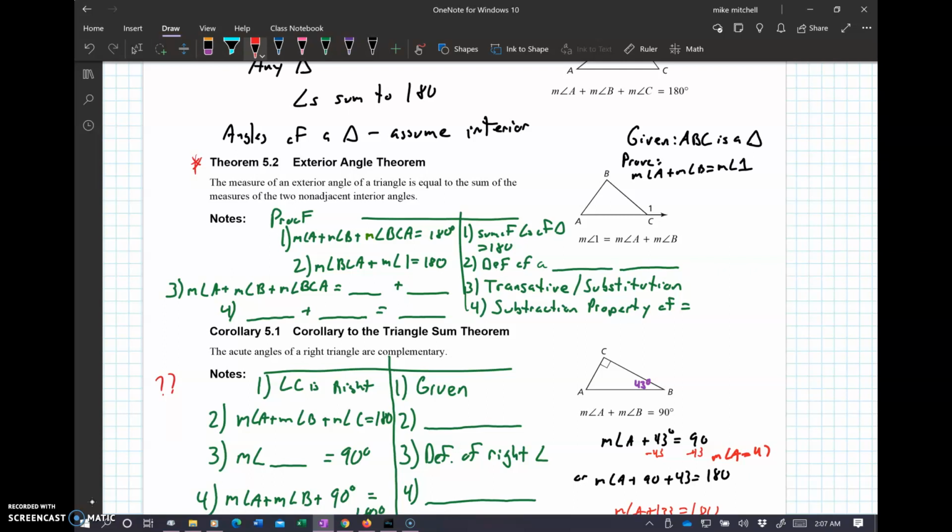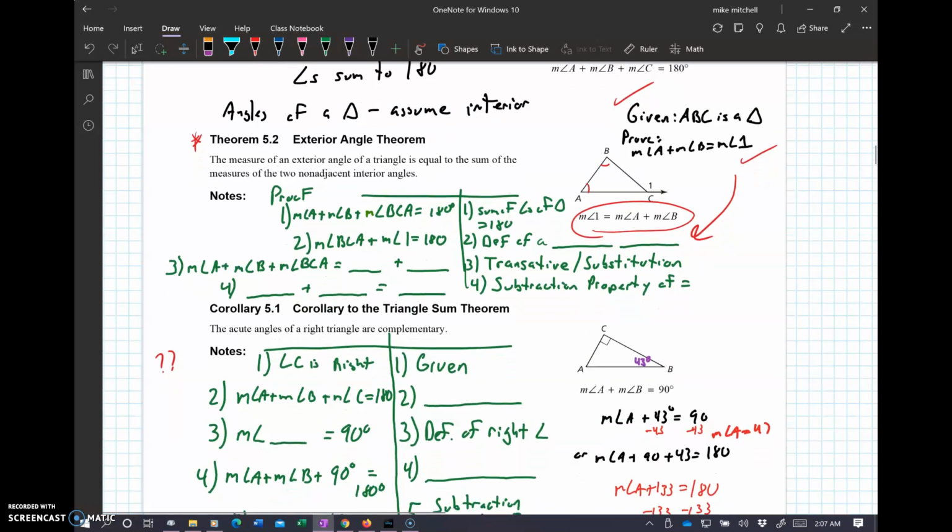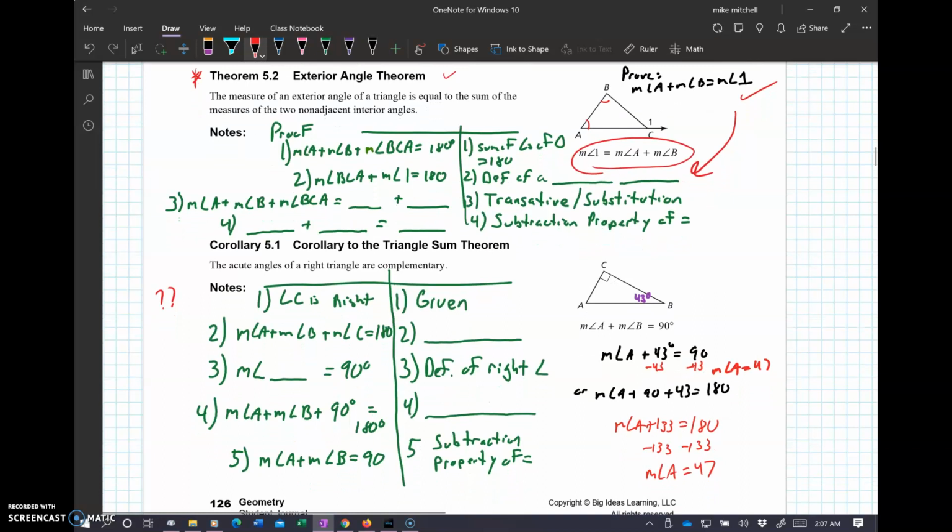So, if we're given ABC as a triangle, we're trying to prove this theorem right here: that these two interior angles, let me mark them like this, add up to this angle over here, angle 1. The two remote interior angles sum to the exterior angle. That's what they're trying to say there. That's not always the easiest one to see, but kids miss that. I got an example of how they missed that.